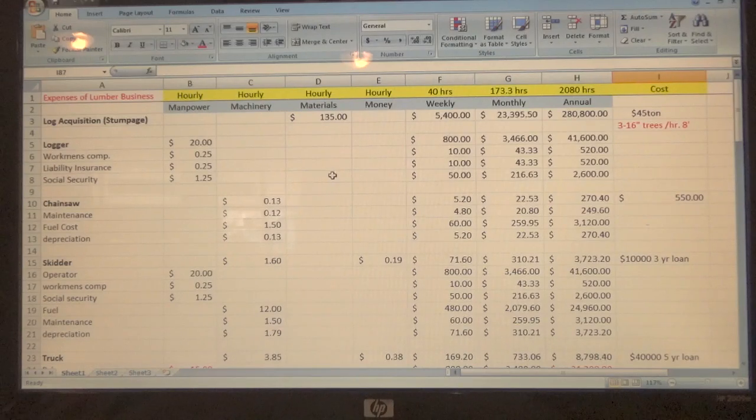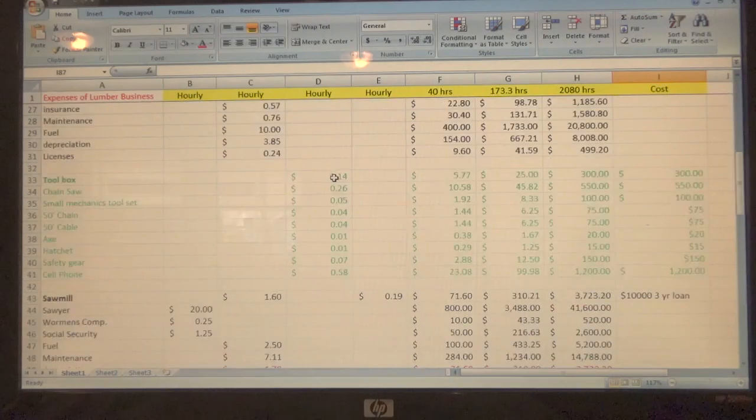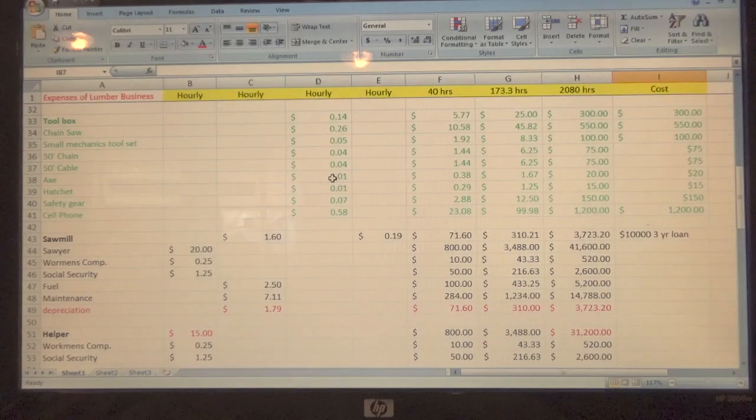But before I do that, I want to answer a question that popped up on the channel last night, and I'm answering the question slightly different than what it was asked. One of the questions was, would not a logger have more than one chainsaw? Now, that's a good question. However, the question doesn't really pertain to my spreadsheet.